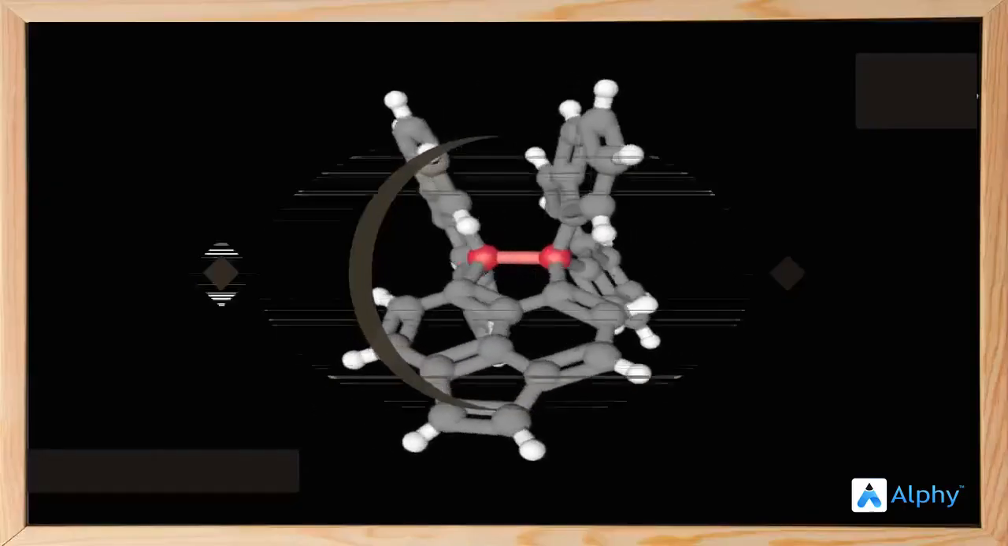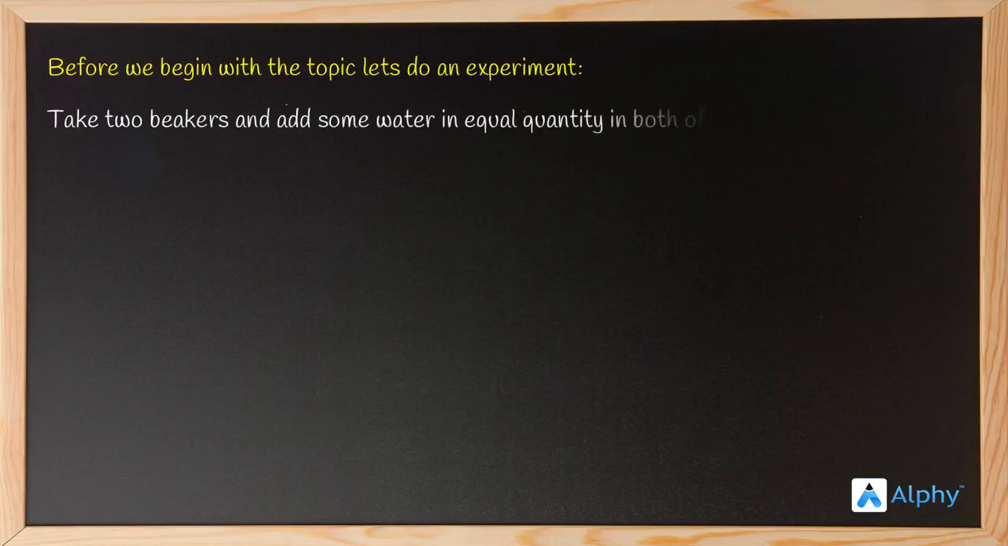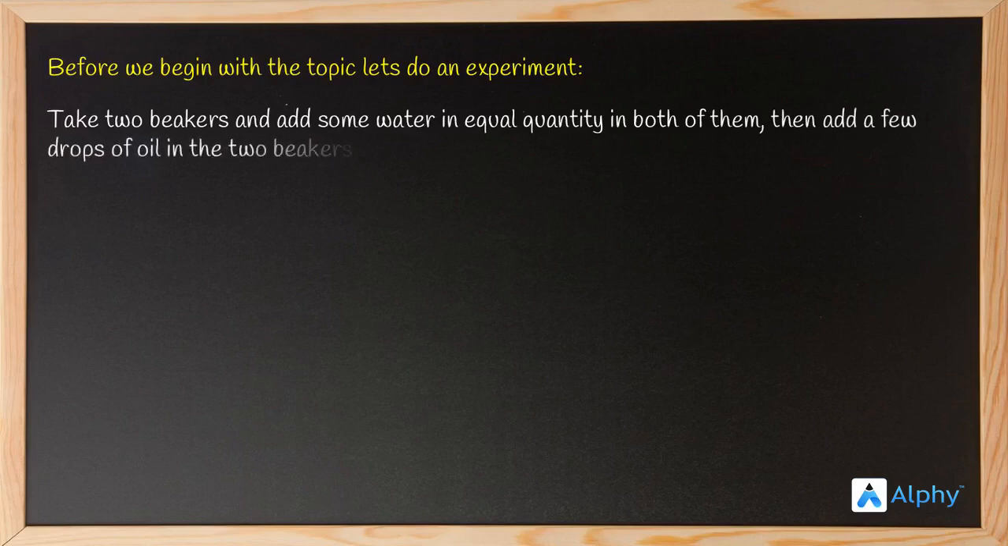In this video, we will learn about soaps and detergents. Before we begin with the topic, let's do an experiment. Take two beakers and add some water in equal quantity in both of them. Then add a few drops of oil in the two beakers. Now add soap to one beaker and observe.